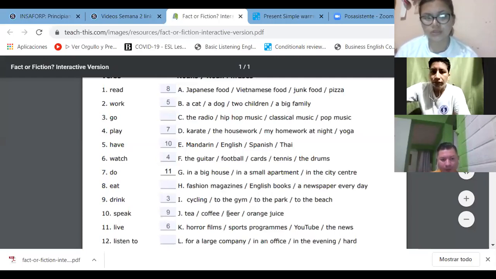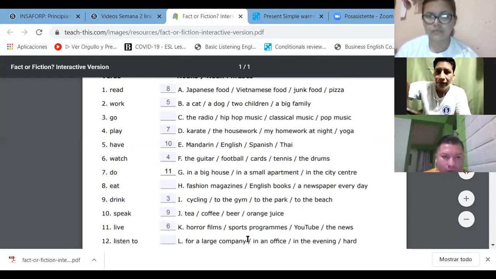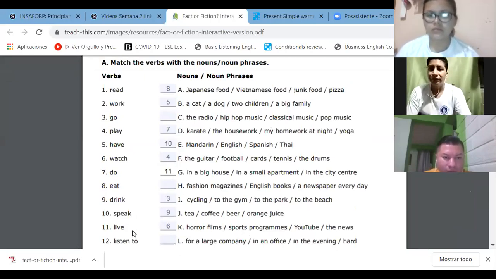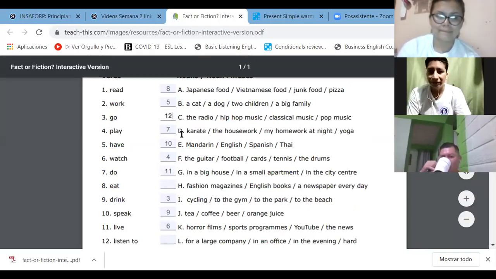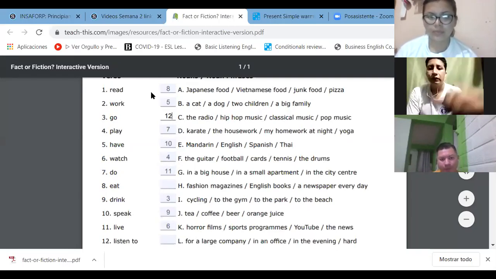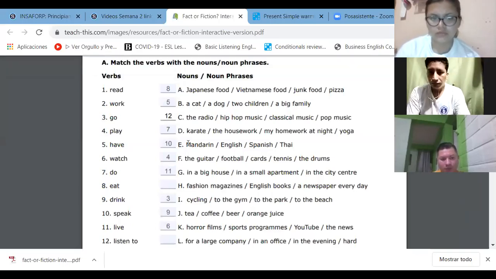Number 12. Letter L. Letter C. Okay. Listen to the radio. Listen to hip hop music. Listen to pop music. Number 1 is missing. And number 2, I guess.